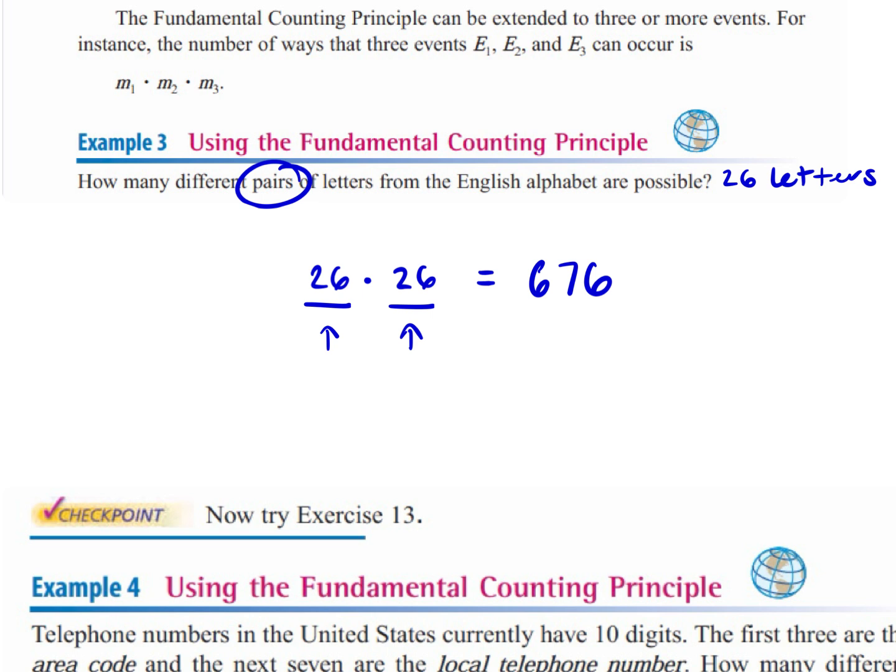Now we have to be careful with the wording. If this question said the same thing, but the letters cannot repeat, how many possible letters could I have in the first one? 26. But let's say that B was my first letter in my pair. We can't do B again. So how many possible options can we have in the second letter? 25. Awesome. So we would multiply 26 times 25 if it said without repeating. That gives 650.